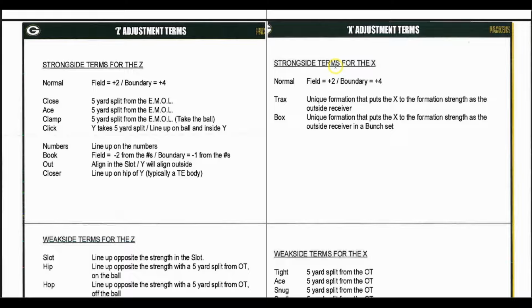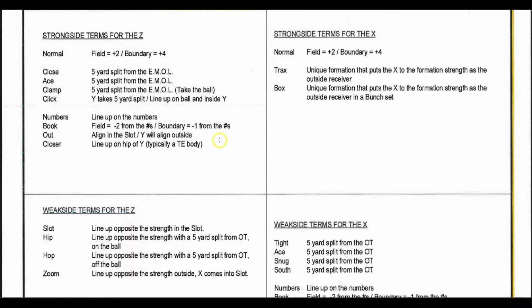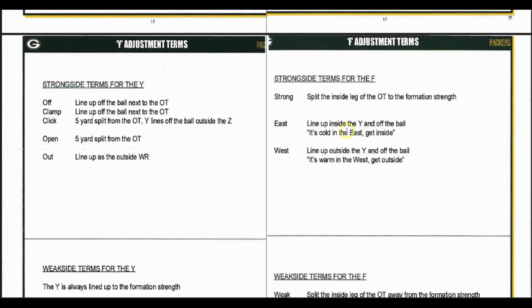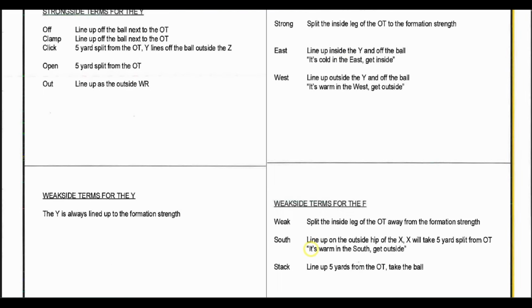Then we've got the adjustment terms for each one, and again, it gives you the splits that they need. So these were all terms that we saw: close, ace, clamp, click, right? It's telling them exactly where they need to be. All right, so each position, hey, you're going to be the Z for this year, this is what you need to know. If you're the X for this year, this is what you need to know. I think the most difficult position is probably going to be the F, because there are so many different base formations where the F is flipping spots. And then you have the adjustment terms as well.